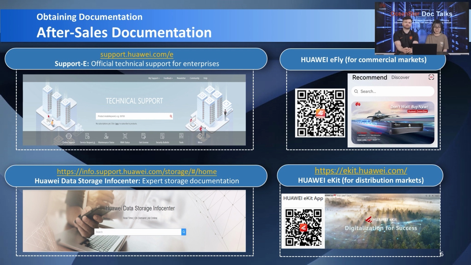On the right side, you can see two mobile apps, Huawei eFly and Huawei eKit. You can also get after-sale documents about some storage products from these two apps. You can also scan the QR codes and install the apps on your mobile phone. This way you can check the product documents anytime you want.